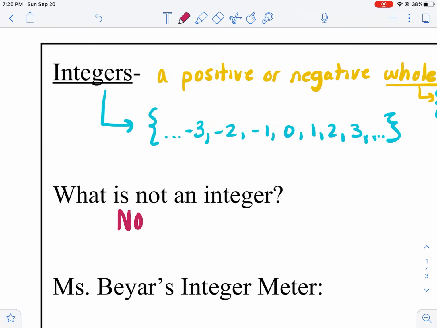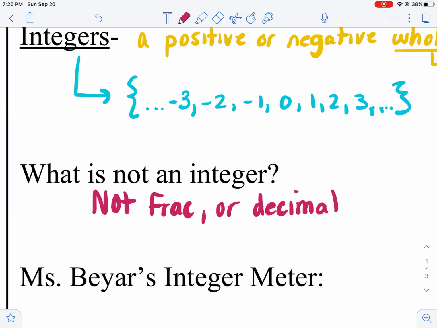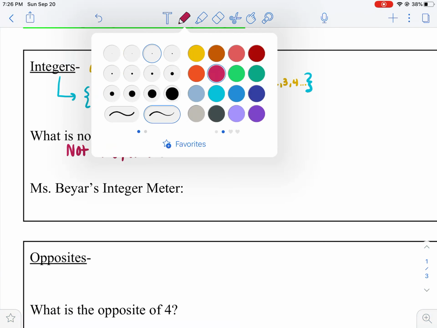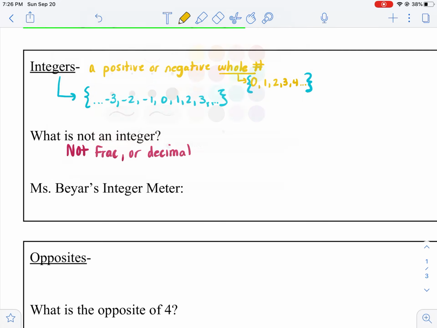So what is not an integer? They're not fractions or decimals. They have to be whole counting numbers, positive or negative. Okay? So let's talk about Miss Byers' integer meter.